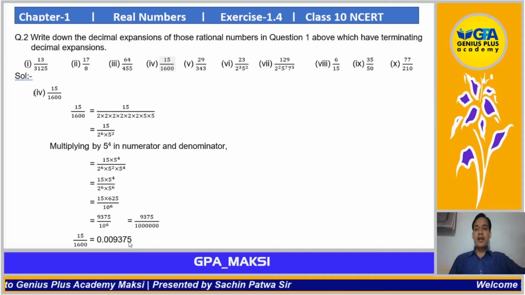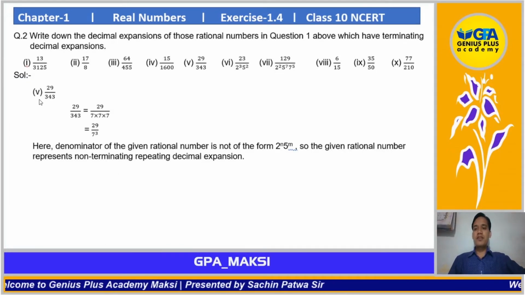Let us move to our next question. So our question number 5 is 29/343. So we can write 343 as 7 into 7 into 7. So we get 7 raised to 3. It is not in the form 2 raised to n, 5 raised to m. So here the denominator of the given rational number is not of the form 2 raised to n, 5 raised to m. So the given rational number represents a non-terminating repeating decimal expansion. Pause the screen and note it.